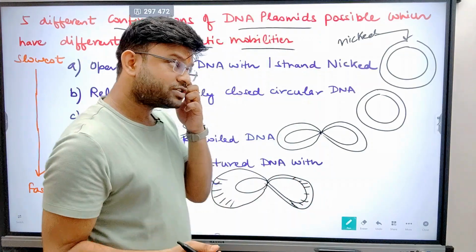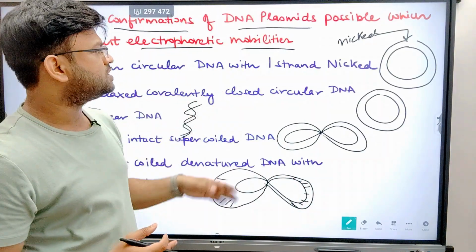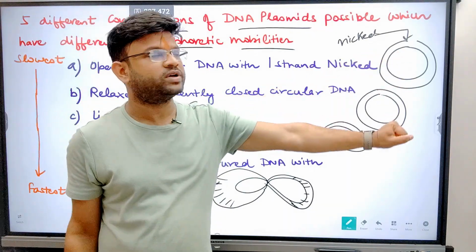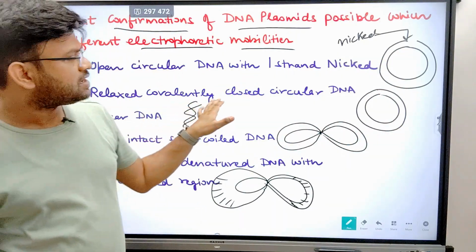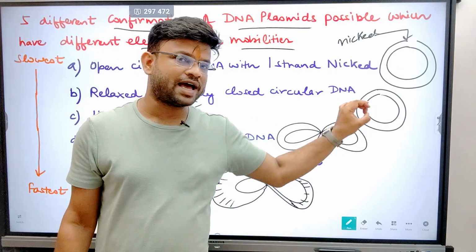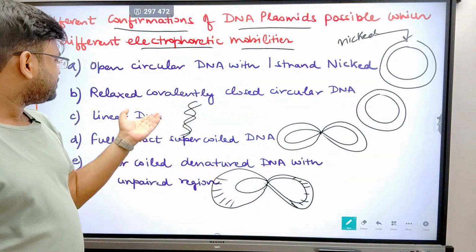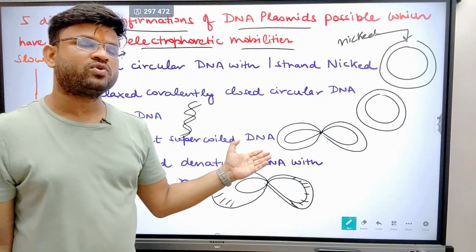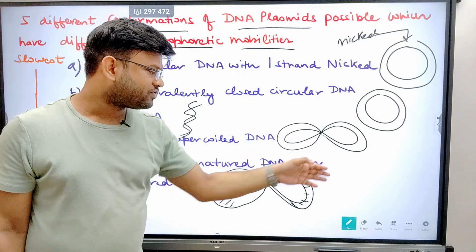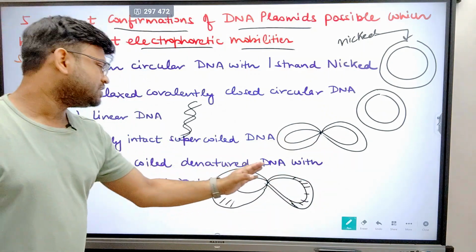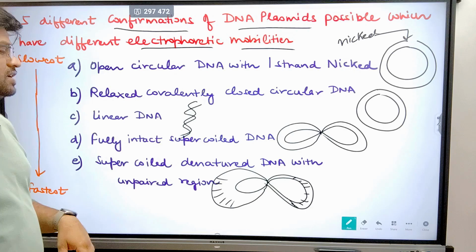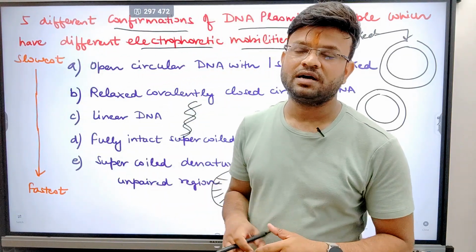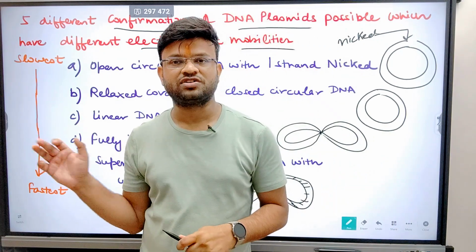Why is that? Because of the shape of these different plasmids. Open circular DNA with one strand nicked will move the slowest. Next, relaxed covalently closed circular DNA is closed and relaxed, and will move a little faster. Then linear DNA will move a little further faster. Fully intact supercoiled DNA will move further faster, and finally supercoiled denatured DNA with unpaired region will move at the fastest speed. You should remember this if you are giving any life science examination. It will be beneficial for you.